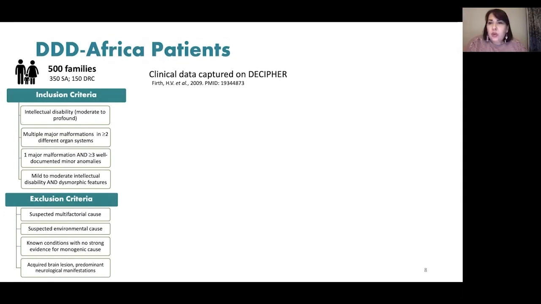We're capturing all our clinical data on the DECIPHER database. This is an online tool which has ensured secure data sharing between sites and also implements FAIR data principles.